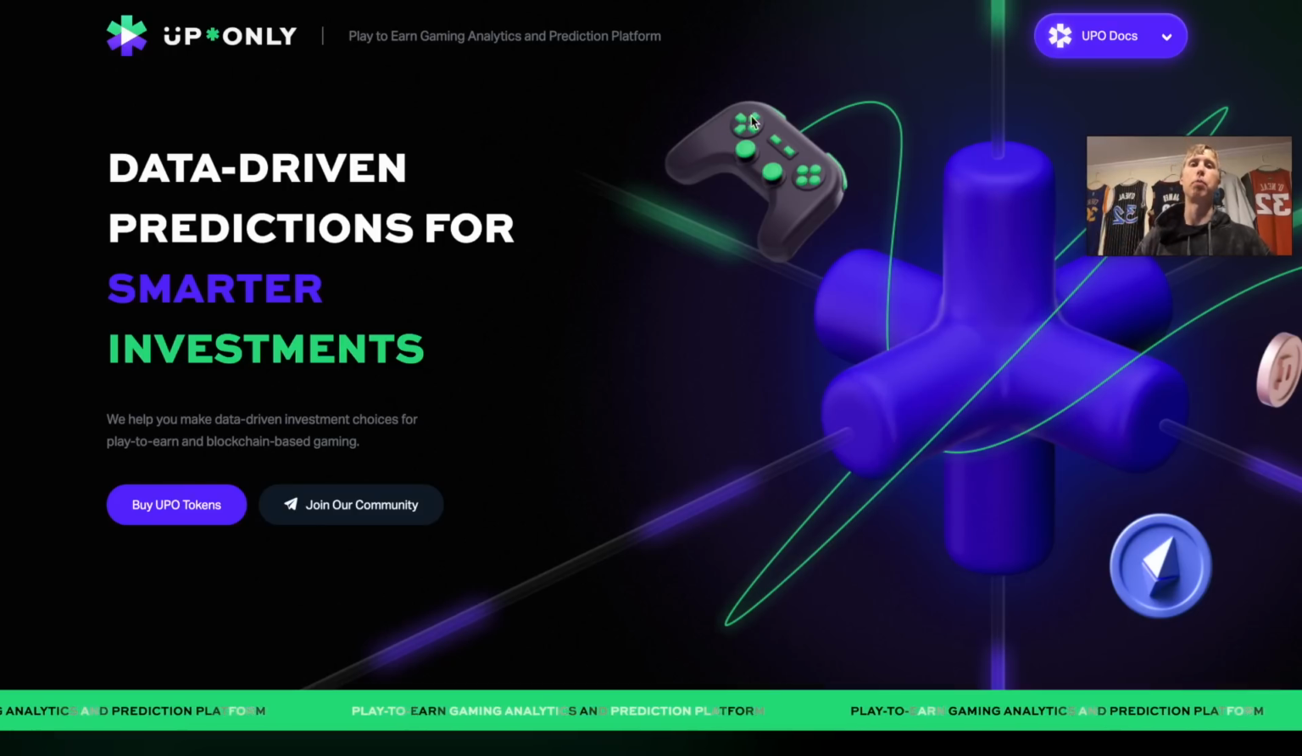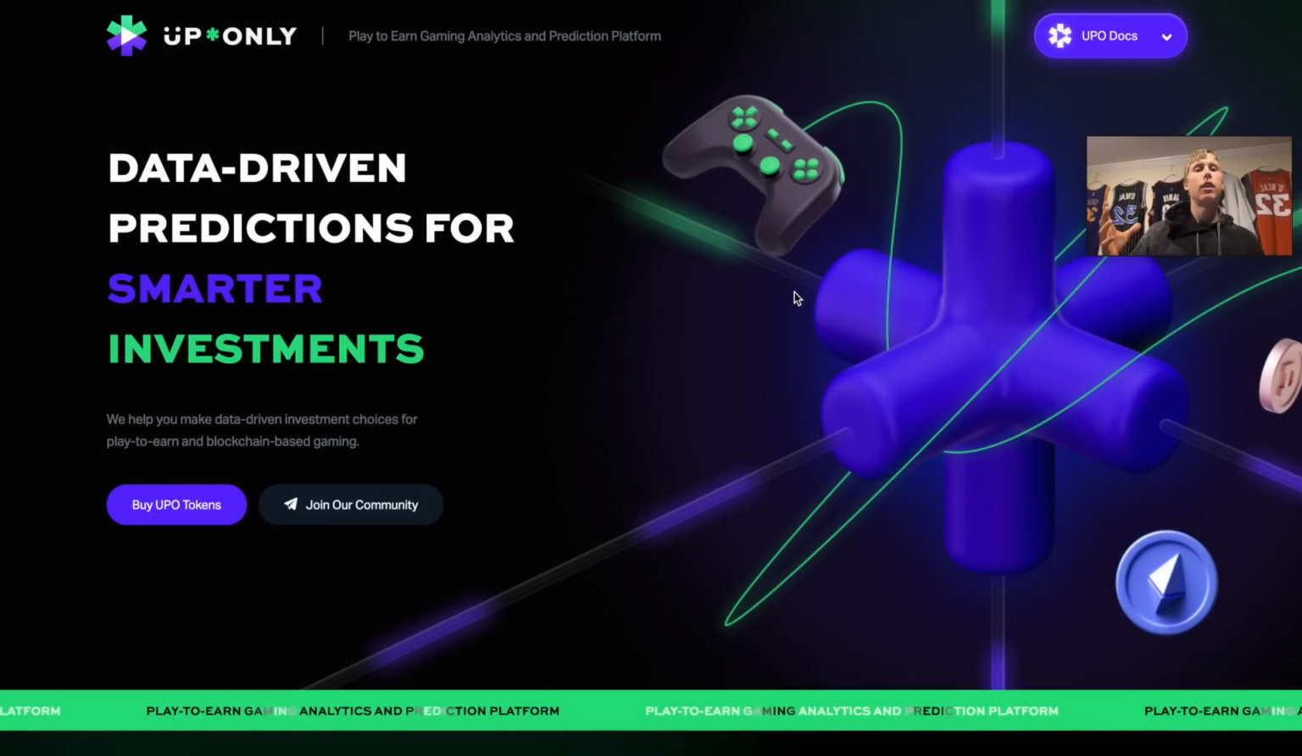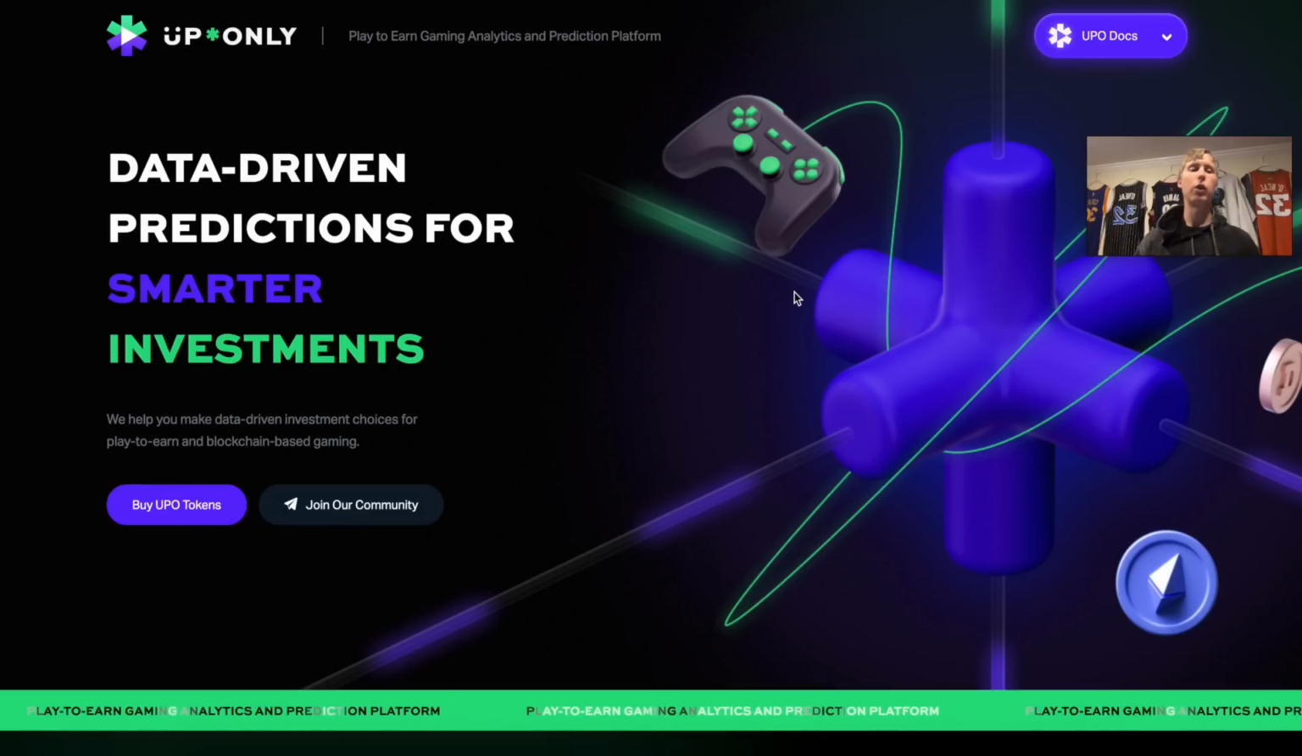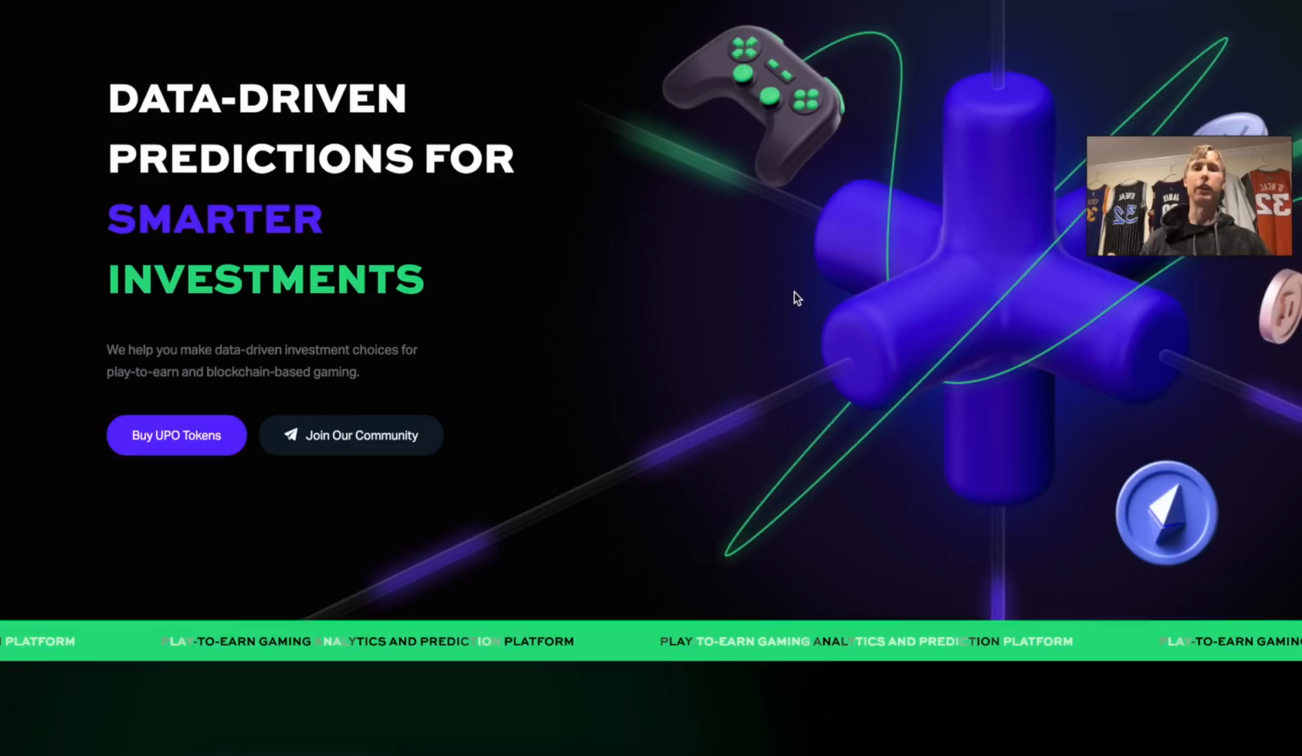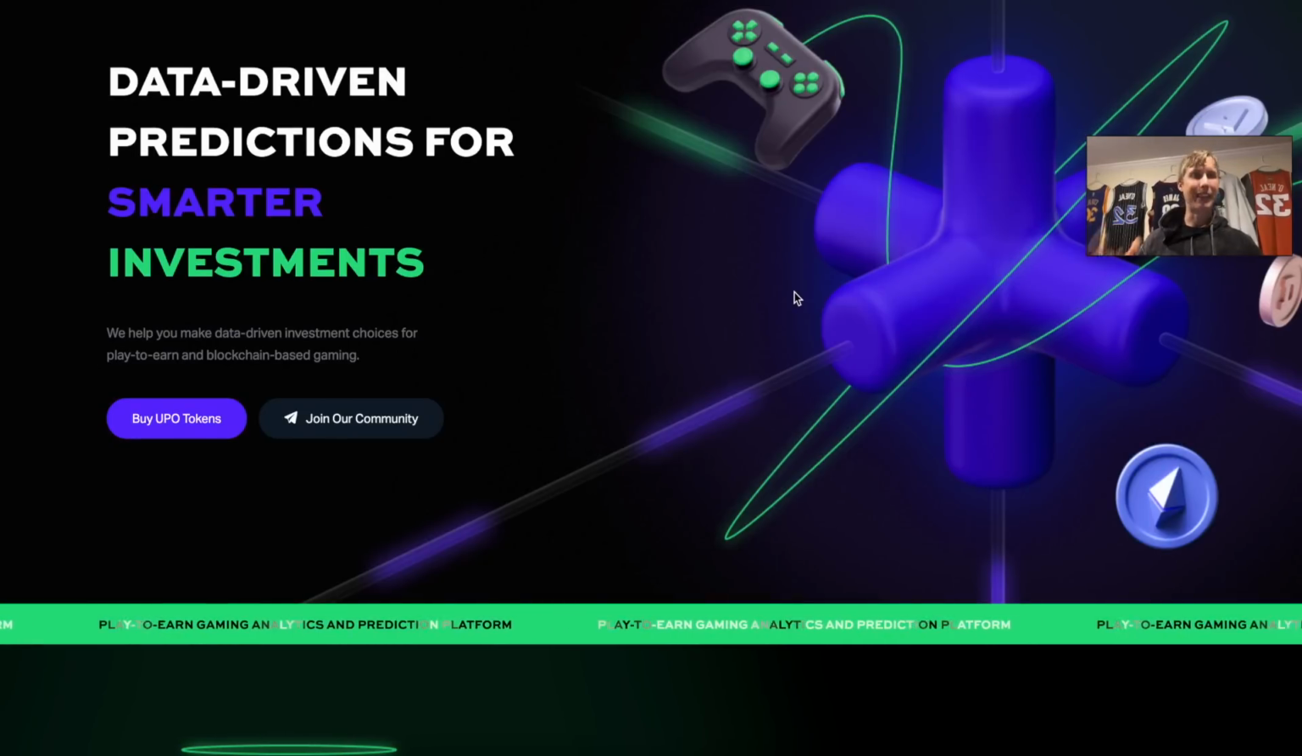This is what UpOnly is solving for GameFi. This is allowing a user or a crypto advocate coming over to this platform and saying, "Hey, I heard about this GameFi token and I have no idea where to start." Well, start with UpOnly. UpOnly is going to have data aggregated into the website. Now what's interesting, this is what CoinGecko and CoinMarketCap are missing.